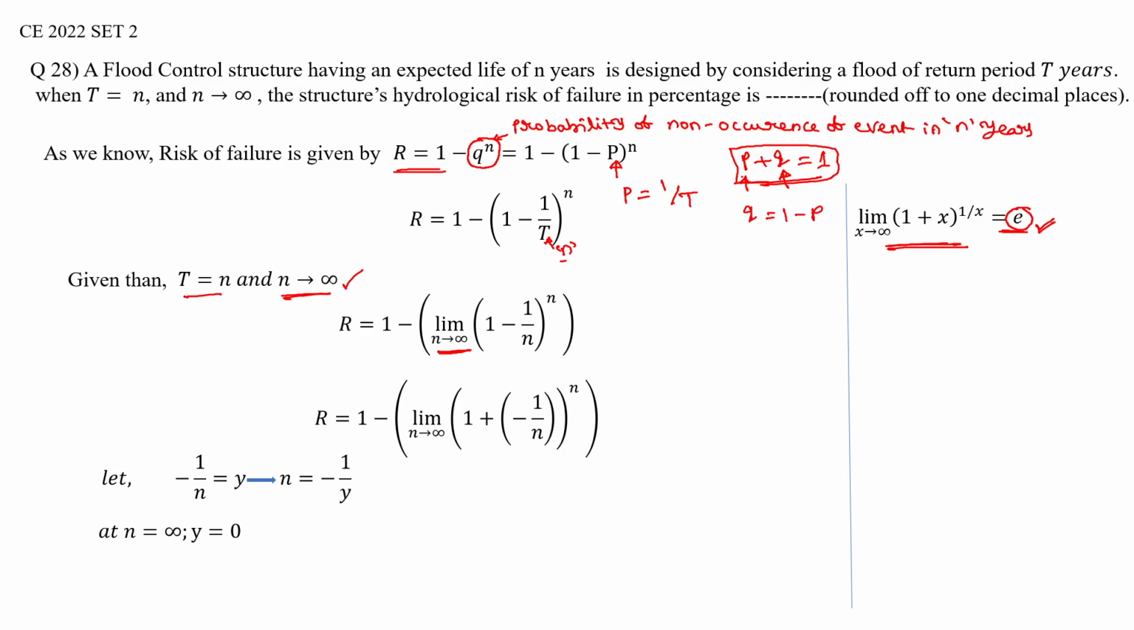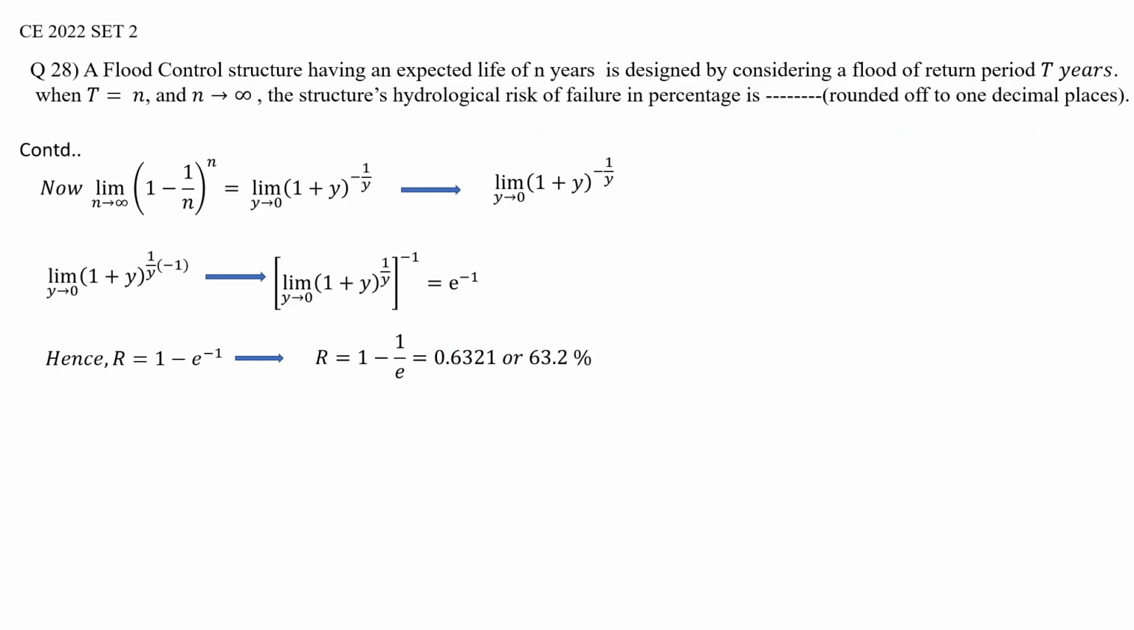So now the minus goes inside, 1 plus minus 1 by n whole power n. Now let's assume minus 1 by n equal to y. So n will be minus 1 by y, so 1 plus y. When n equal to infinity, what will be 1 by infinity? It is 0. So at n equal to infinity, y equal to 0. These are a few basic mathematics from BTech first year, so I hope you are comfortable with that. Now we'll use the same analogy here.